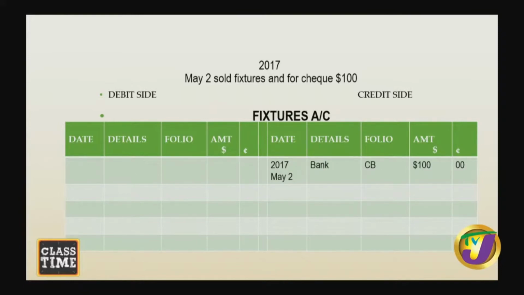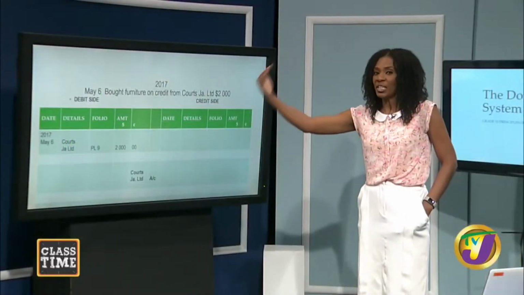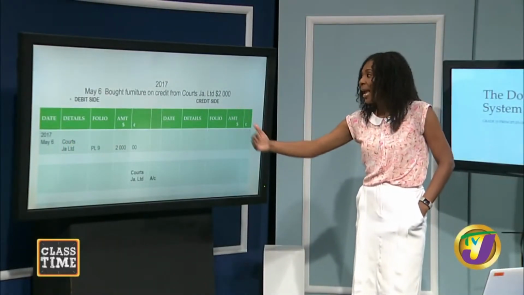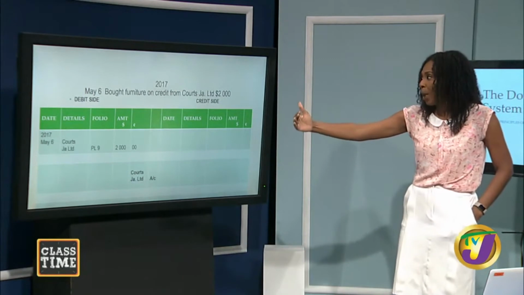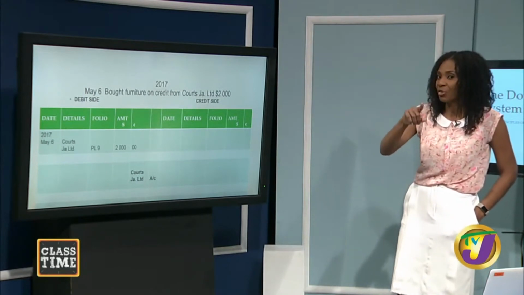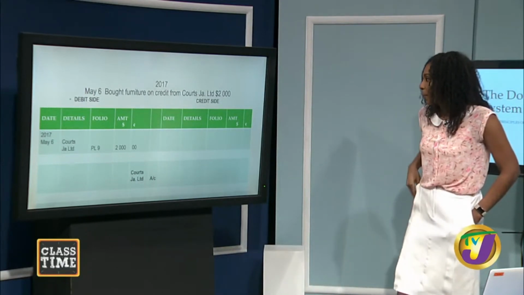Now, in your notebook, what I want you to do for me is to draw up the fixtures account and make that entry to show that you've decreased in asset. So you're going to draw it up, put in your date, put your details, right? And you will also put your amount. Make a credit entry because you would have decreased.